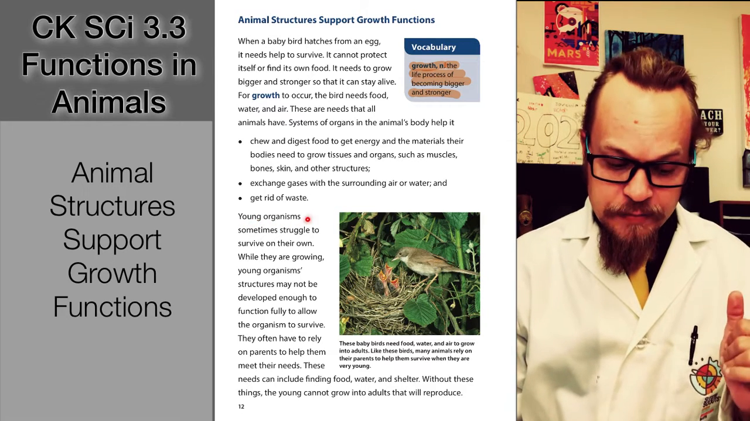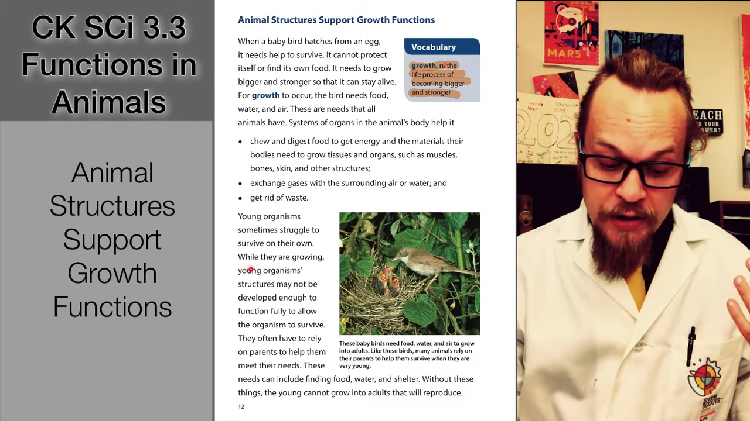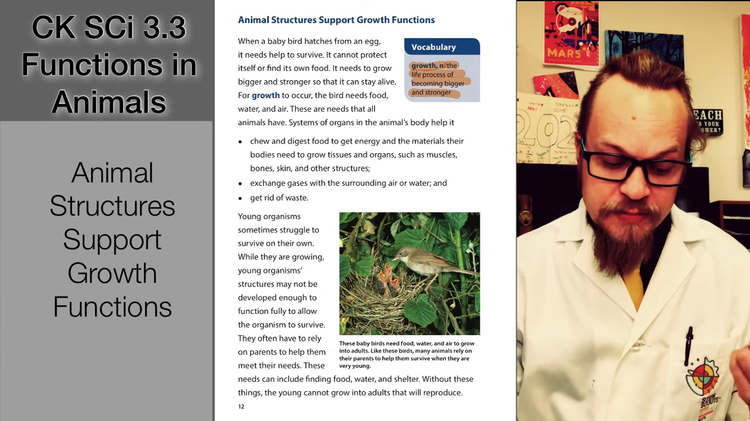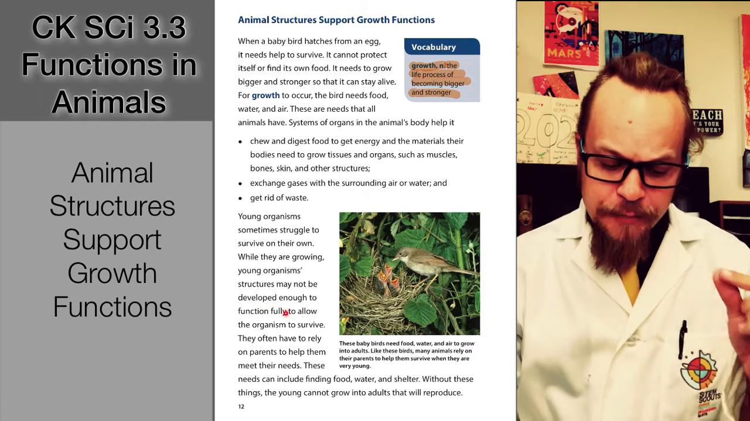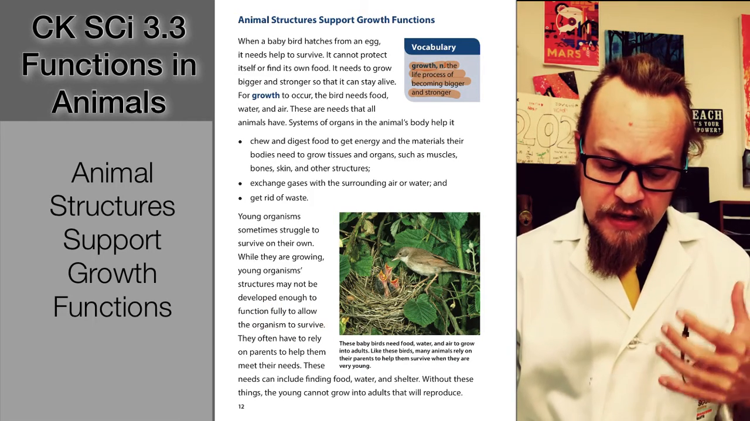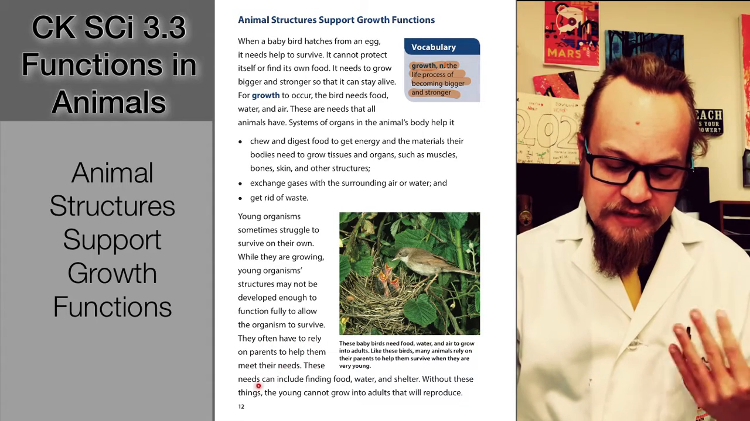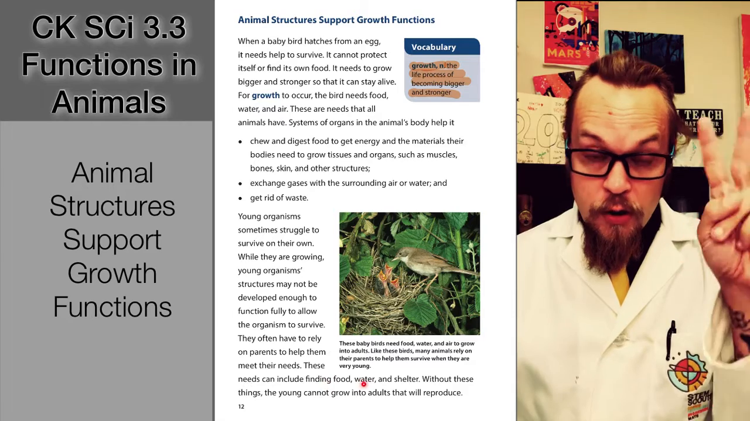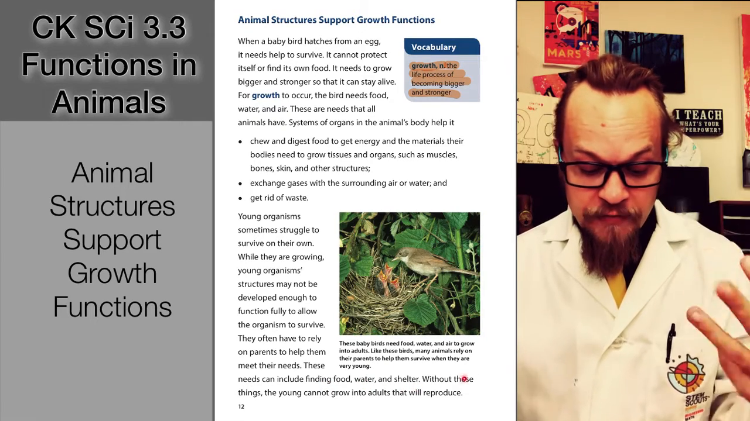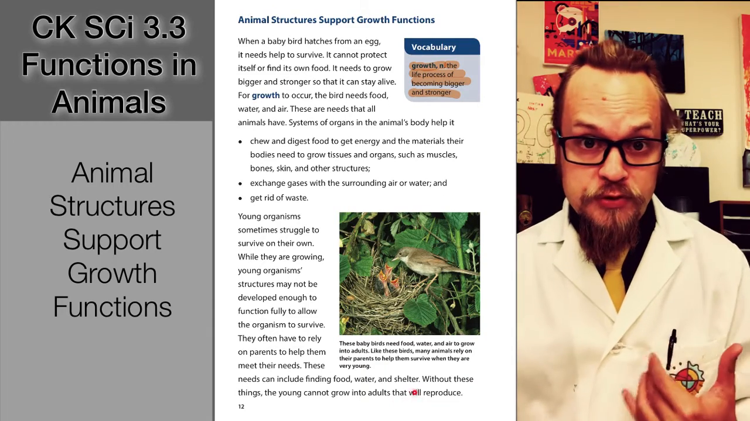Young organisms sometimes struggle to survive on their own. While we are growing, young organism structures may not be developed enough to function fully to allow the organism to survive. They often have to rely on parents to help them meet their needs. These needs can include finding food, water, and shelter. Without these things, the young cannot grow into adults that will reproduce.